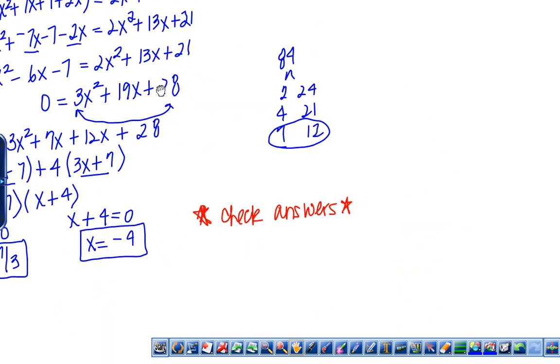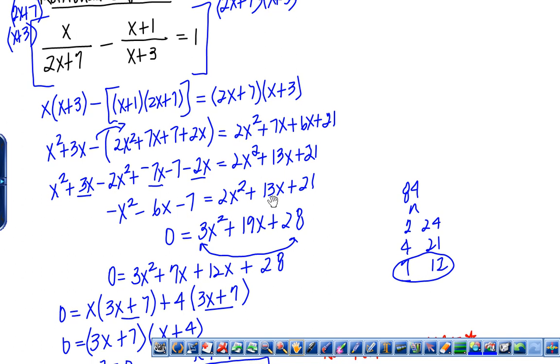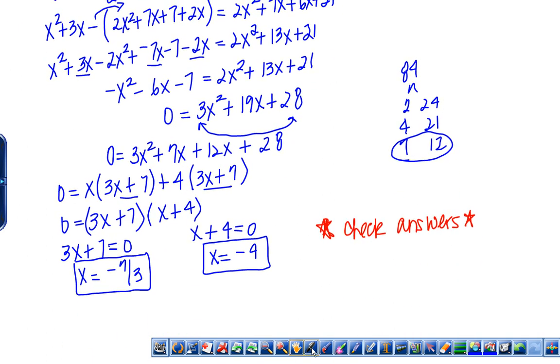If you plug in a negative 4 here, would I get a 0? And I'm okay. If I plug in a negative 4 here, would I get a 0? So I'm okay for both of my answers. So both of these answers are okay. So check answers, meaning check for what's called extraneous answers.